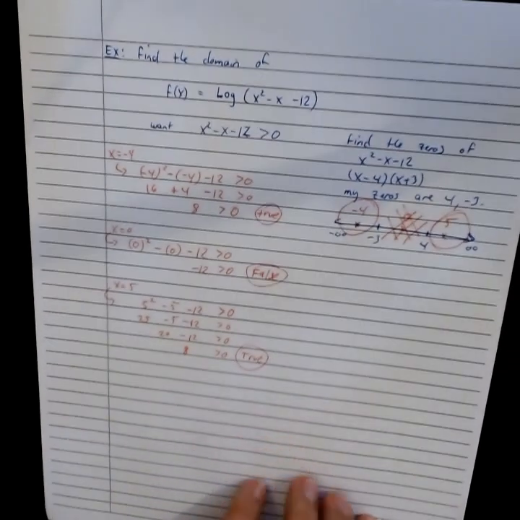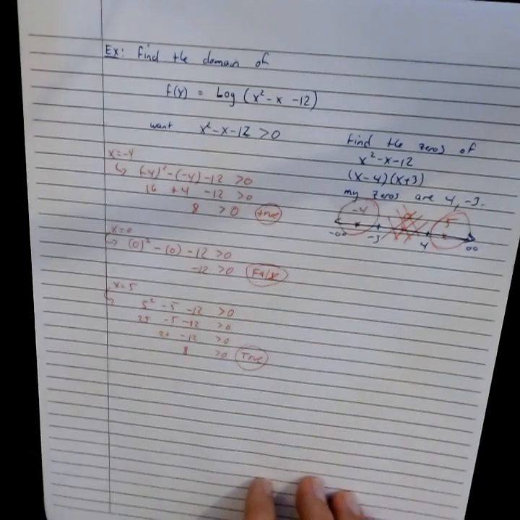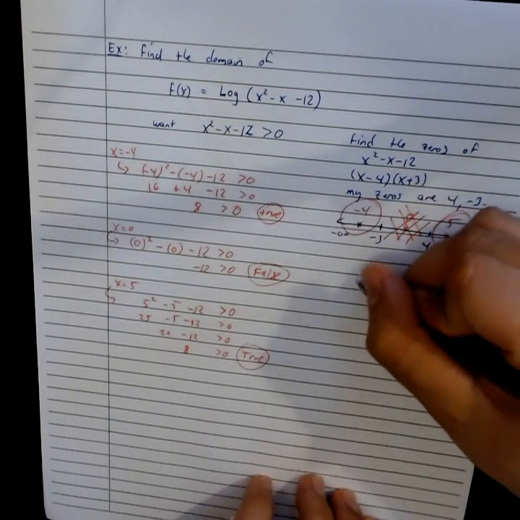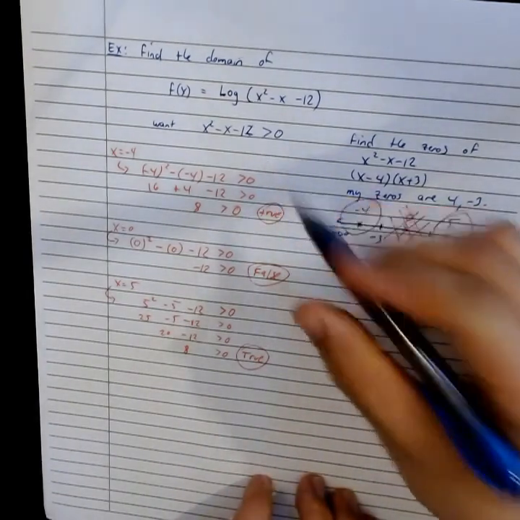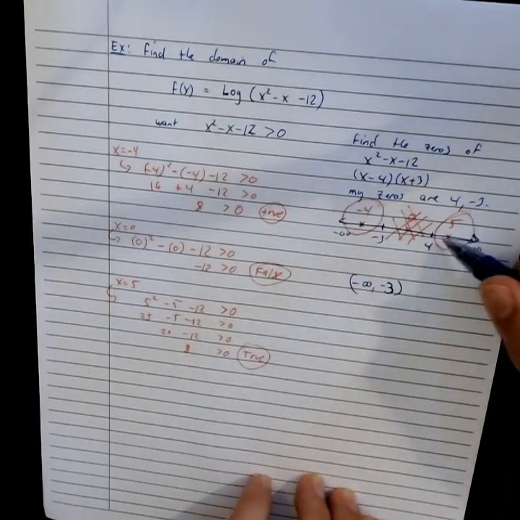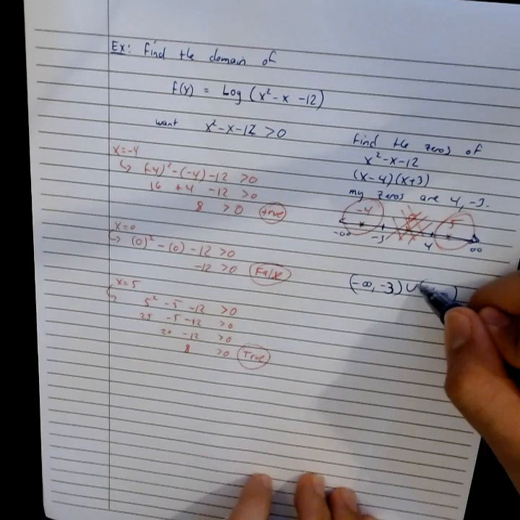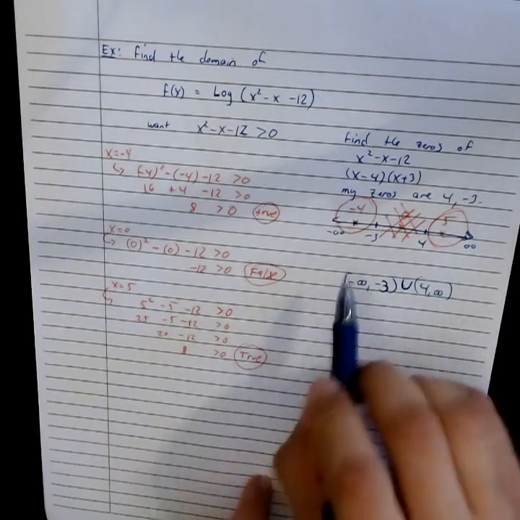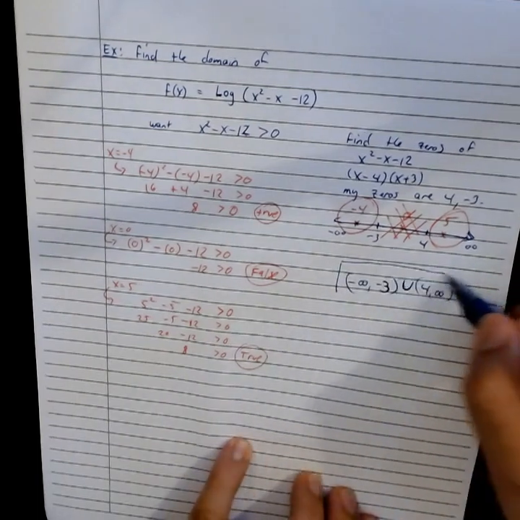So here, the domain of this function, the domain of f, the common log of x squared minus x minus 12, is all the stuff between minus infinity and minus 3. Now remember, this is an exclusive inequality, so we don't include any of our boundaries. And all the stuff between 4 and infinity, don't include any of your boundaries. And here we take the union of those as they are, two separate parts to a single answer. Just like that.